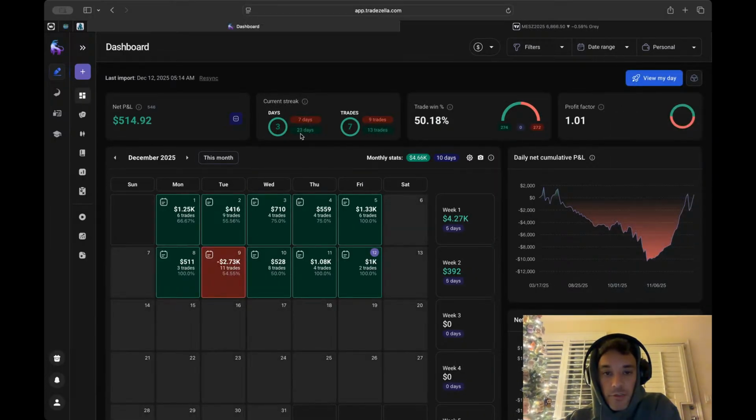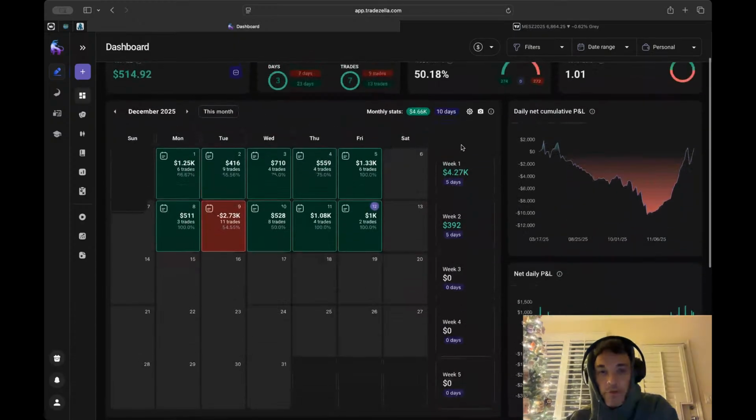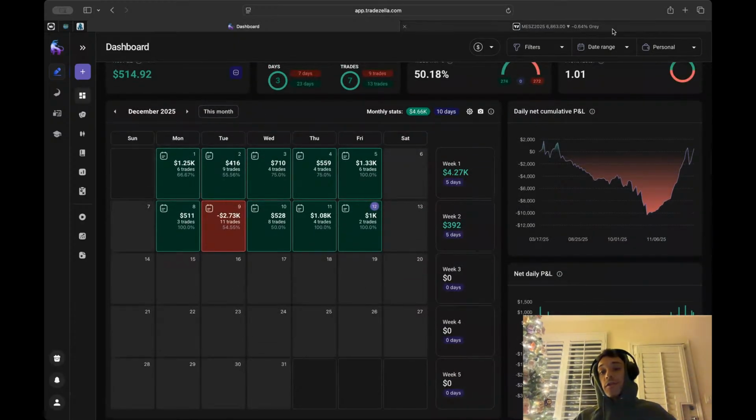Right now, 3-day win streak. Maybe we hit 23 days again. Maybe we'll go over. Who knows? I like my win rate here and profit factor 1.1. There's always room for improvement, but that's that. Don't let one day ruin your week. Don't let one week ruin your month and one month ruin your year. Right? Just treat it one day at a time. And that's all.